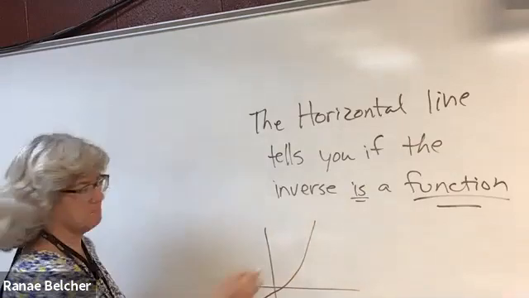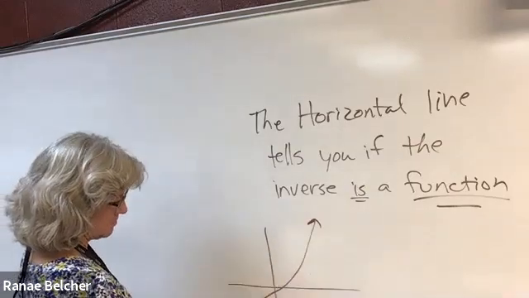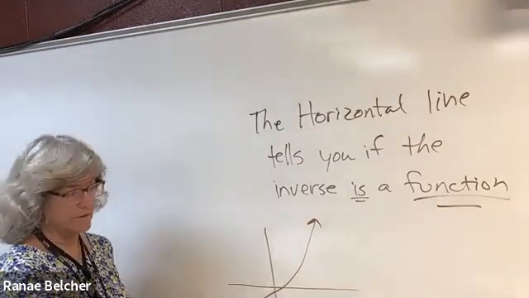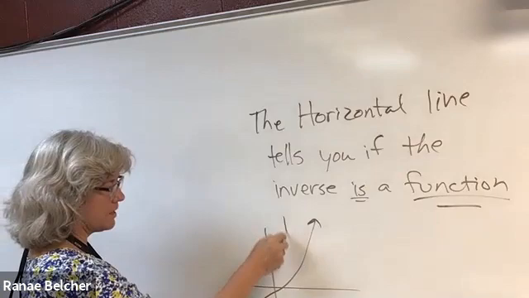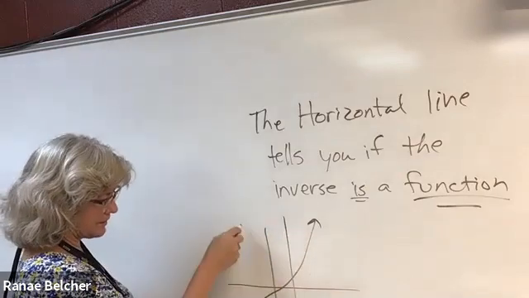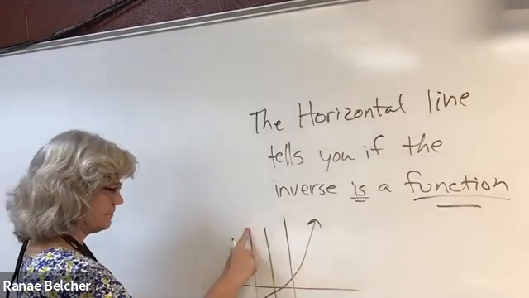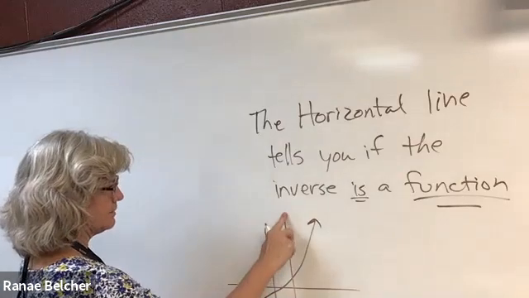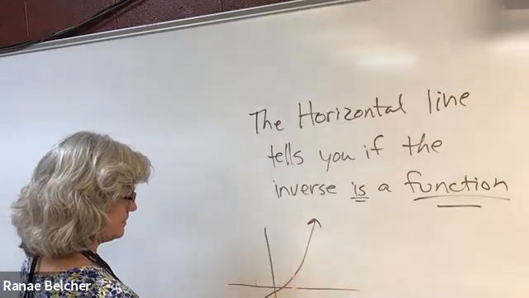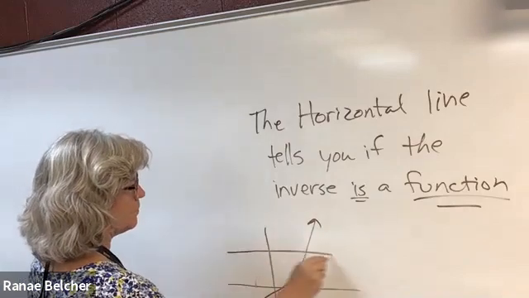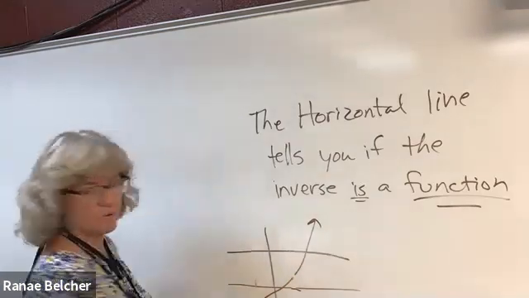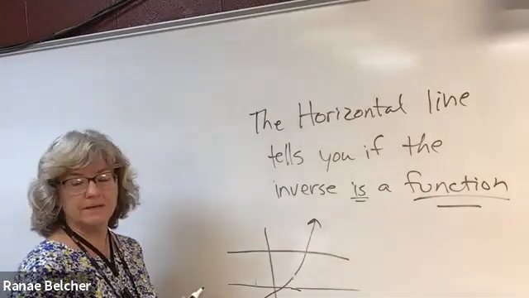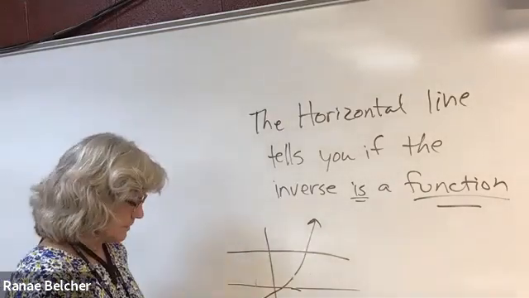Something like that. It passes the vertical line test, so we know it's a function. But if it passes the horizontal line test, is there anywhere that it's going to hit the line more than once? Sorry, I knew that. Okay. Is there anywhere that a horizontal line will hit more than once? And if the answer is no, well, then you know that the inverse is a function.